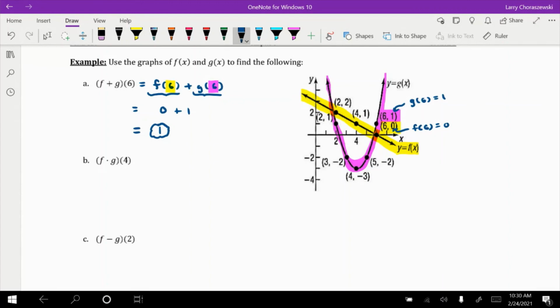Any questions about that? Go ahead and see if you can figure out B through D. It might help to first rewrite the notation. And then much like we did in part A, you'll want to operate with the y values that correspond to these particular x values. All right, so I'll give you a couple minutes to work on that, and then maybe I'll call on some volunteers, all right?